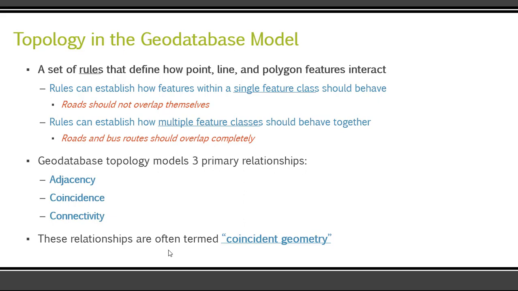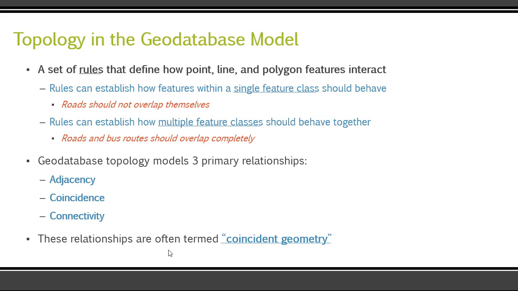Some examples usually help drive home this point. So for within a single feature class, we know that roads out in the real world should not overlap themselves. We do not have two paved roads that are sharing the same space. There's a single road there. So it stands to reason that our GIS data shouldn't have any line features that are totally overlapping each other. So that's a rule we could set up. How do we identify if there are any lines in our roads GIS data that are overlapping?